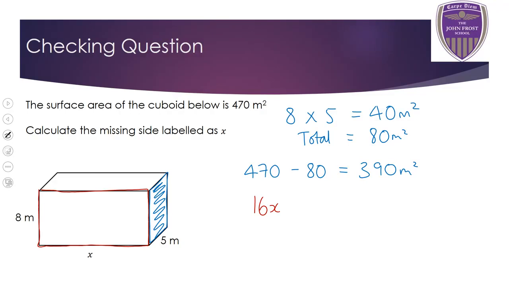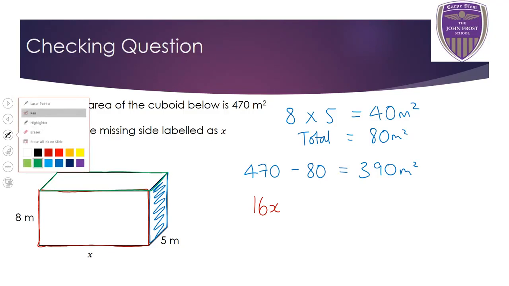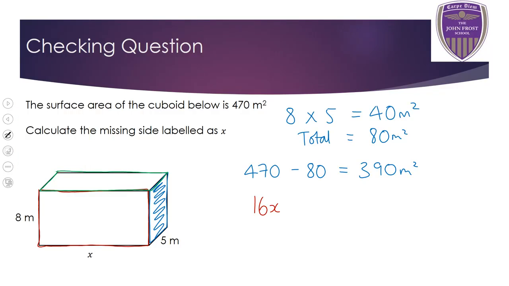If I was working out the top area, I would do 5 times x, but then I would do the same for the bottom, wouldn't I? So I've got 5 times x and another 5 times x, and in total that's 10x. This 16x is for the front and the back. This 10x is for the top and the bottom. And those two together, we know, give us 390. So collecting these together, 16x plus 10x is 26x. So we're saying 26x equals 390.